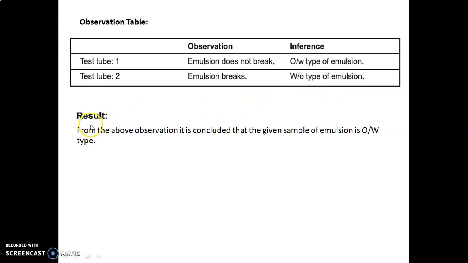The result of this experiment is, from the above observation, it is concluded that the given sample of emulsion is an O/W type of emulsion, that is oil in water, in which oil is the internal phase while water acts as the external phase. Thank you.